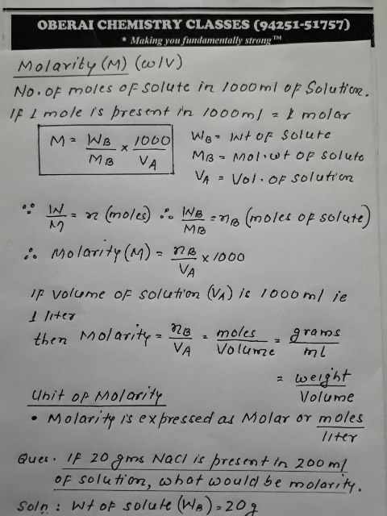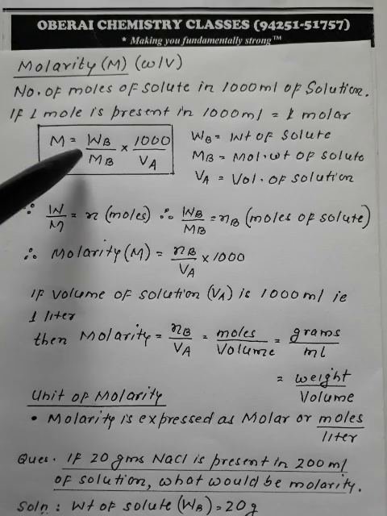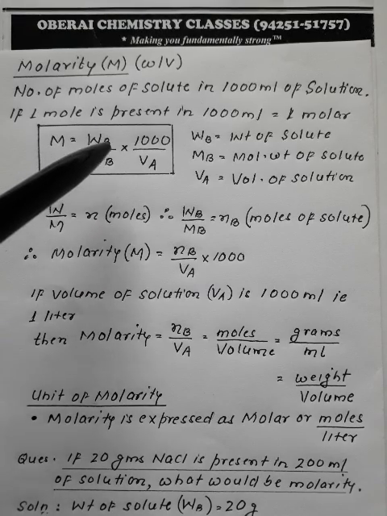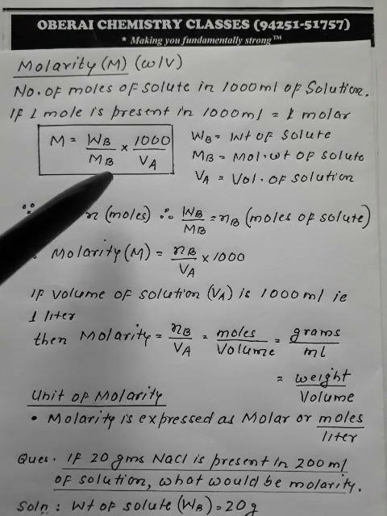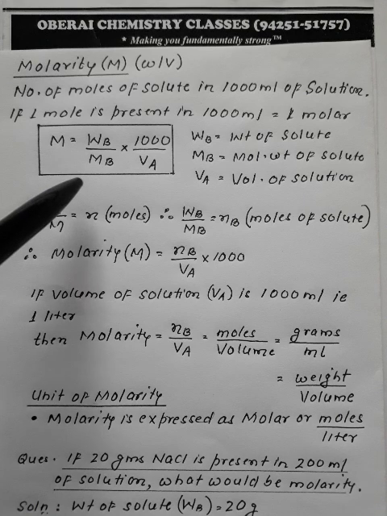Now how is molarity expressed? How can we express the molarity? Molarity, which is represented by M, is equal to WB upon MB into 1000 upon VA. So molarity is expressed by M, which is WB upon MB into 1000 upon VA.